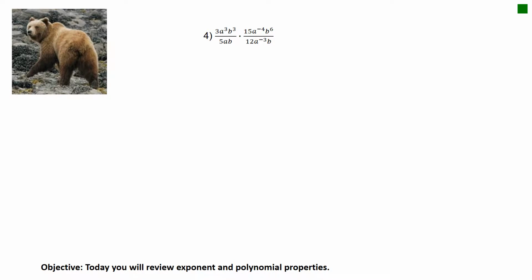All right, I'm going to do the top first. So up on top, I have 3 times 15, which is 45. I have 3 a's and negative 4 a's. That's not an x, Evans. That's a to the negative 1. Remember, when we're doing the same base, we add the exponents. B to the 3rd, b to the 6th, that's a total of b to the 9th.